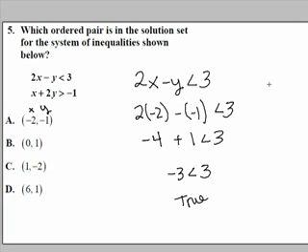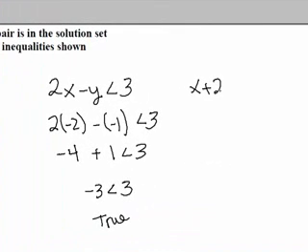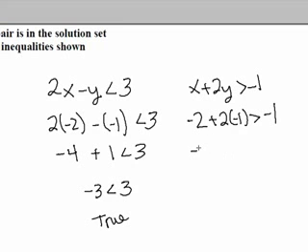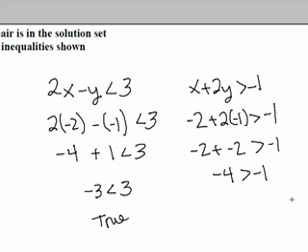Now we do the same thing for the second equation. Everywhere I see x, I plug in -2, and everywhere I see y, I plug in -1. And we want to see if we get a true statement. So -2 plus -2 is greater than -1. -2 plus -2 gives me -4. Now, this statement is false. -4 is not greater than -1. So therefore, A is not a solution.